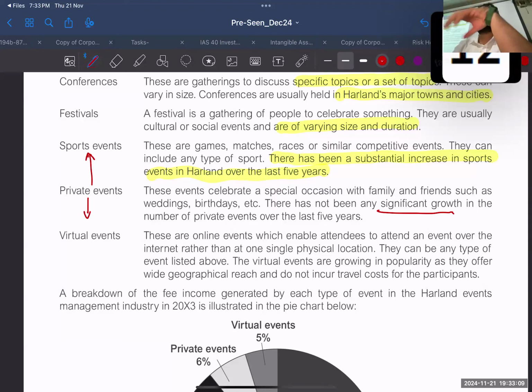Okay. Virtual events, these are online events. So this is something new. I never knew that virtual events are also being organized by event management companies. It says these are online events which enable the attendees to attend an event over the internet rather than at one single physical location. They can be any type of event listed above. Virtual events are growing in popularity as they offer wide geographical reach and do not incur travel costs for the participants.